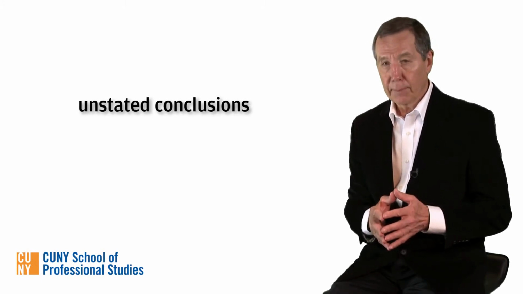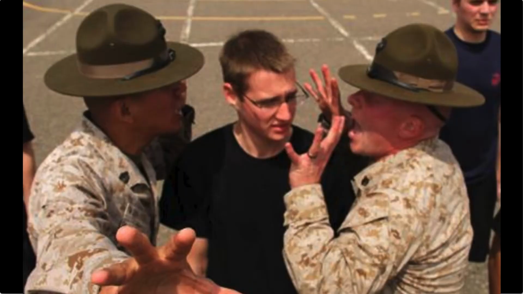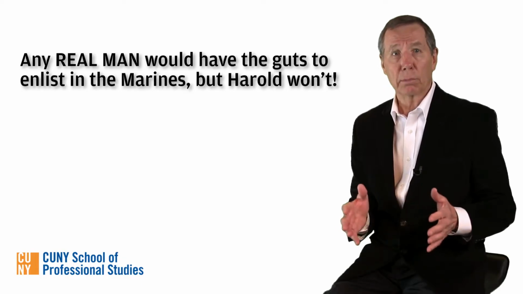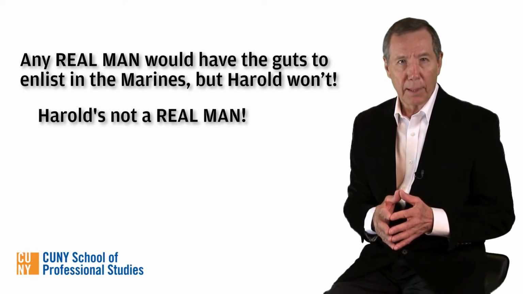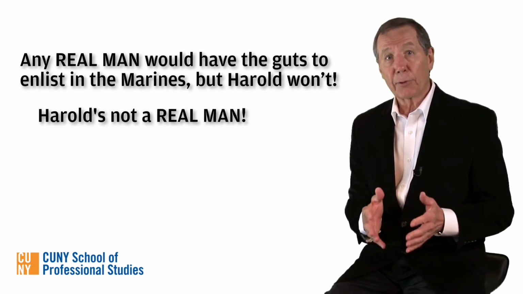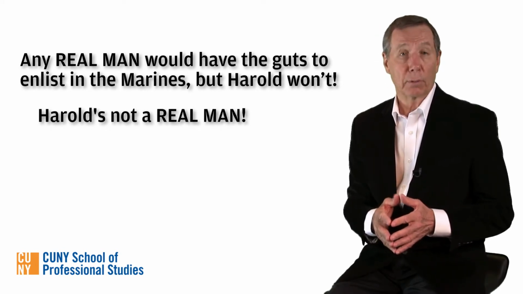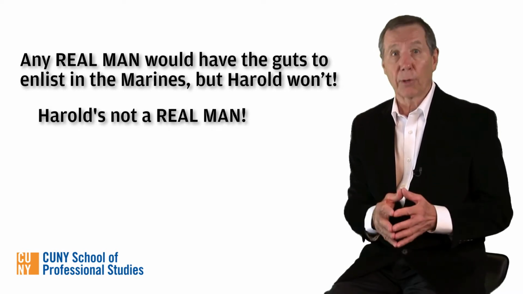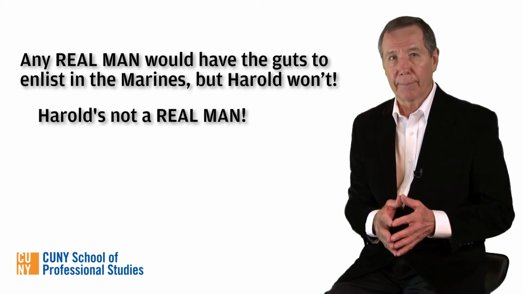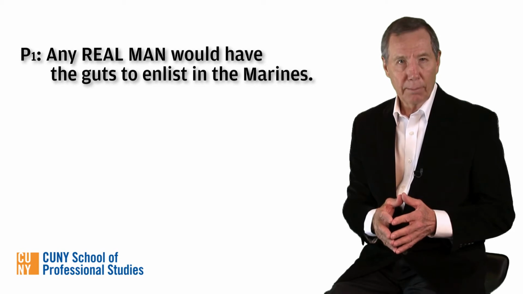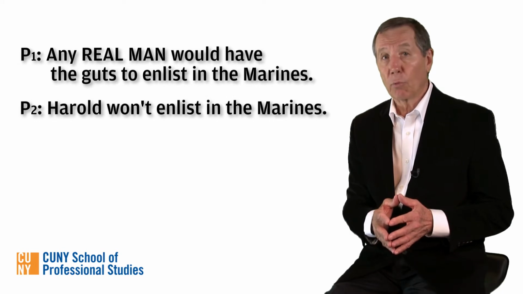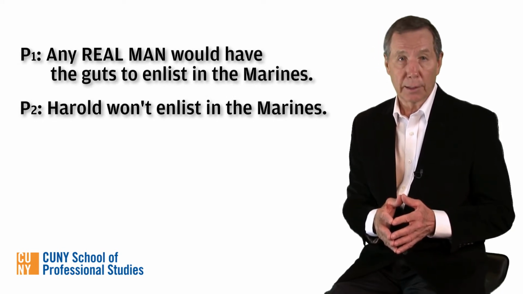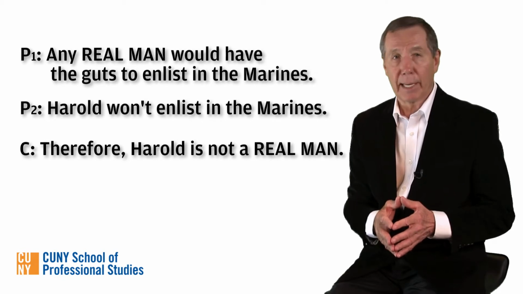Here's an example. Any real man would have the guts to enlist in the Marines, but Harold won't. We need to explicitly identify unstated conclusions as well. In this example, as you can see, the author of the argument has excluded the conclusion for rhetorical effect. He wants us to draw the conclusion that Harold's not a real man. The argument should be reconstructed thus. Premise 1, any real man would have the guts to enlist in the Marines. Premise 2, Harold won't enlist in the Marines. Unstated conclusion, therefore, Harold's not a real man.